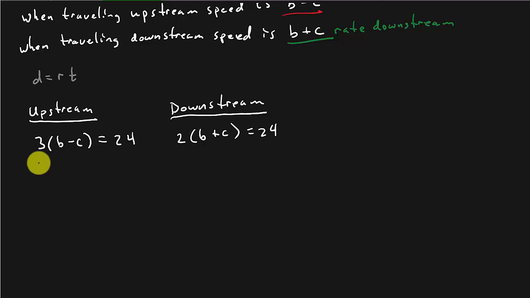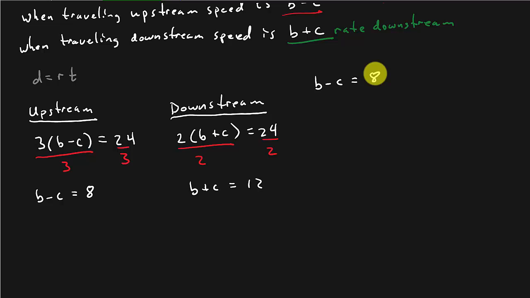All right, so let's take this and divide it by 3. So that's going to give us B minus C equals 8. And let's take this equation and divide everything by 2. That's going to give us B plus C is equal to 12. Well, look at this. We have B minus C equals 8, and B plus C is equal to 12. We have us a nice little system of equations to solve.